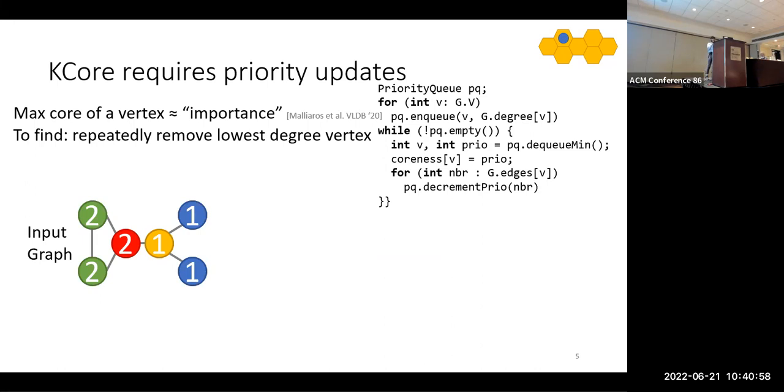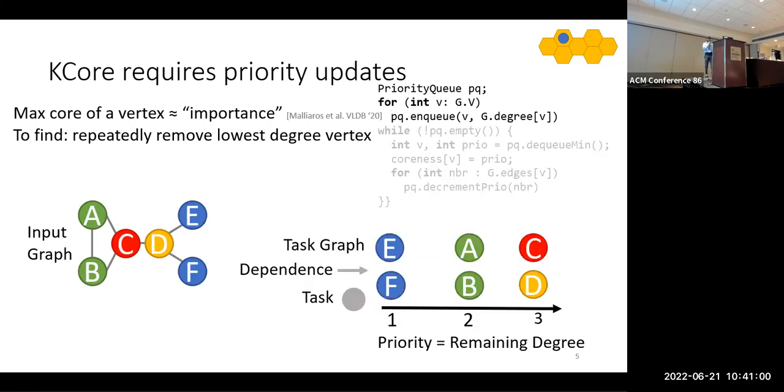This algorithm will start by enqueuing all of its vertices into a priority queue with priority equal to their degree, and then repeatedly removing the lowest degree vertex. This we call a task. As an example, let's run the algorithm for this input graph. The task graph on the bottom right shows the priority of all of its vertices, and the coreness of a vertex is the priority at which it ends up dequeuing.